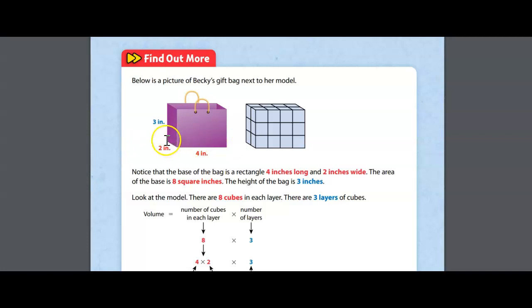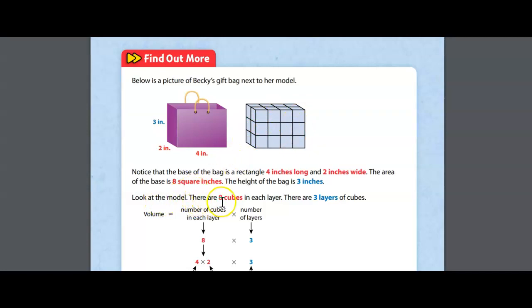So if we look at the base, it's 2 inches wide. The area of the base is 8 square inches. The height of the bag is 3 inches. So it's 3 inches, which is the height. Now, previously we said 3 layers, but now we're going to include heights. So our layers are also classified as our heights.